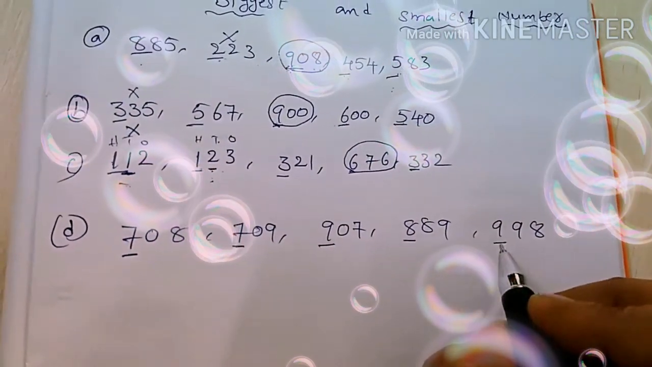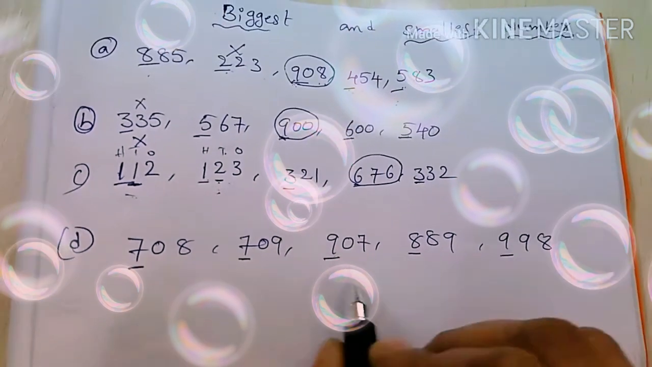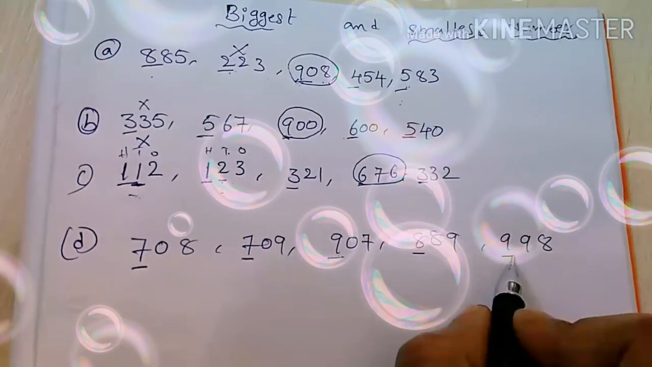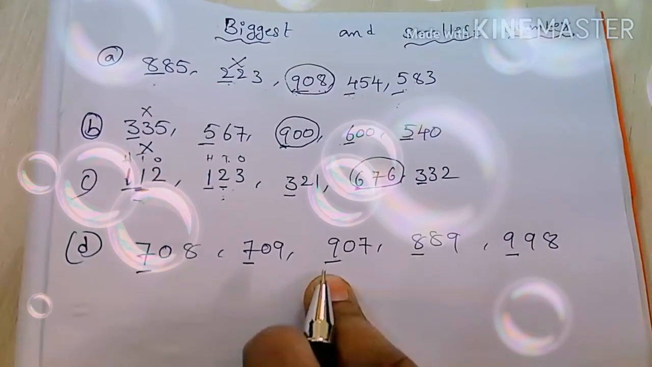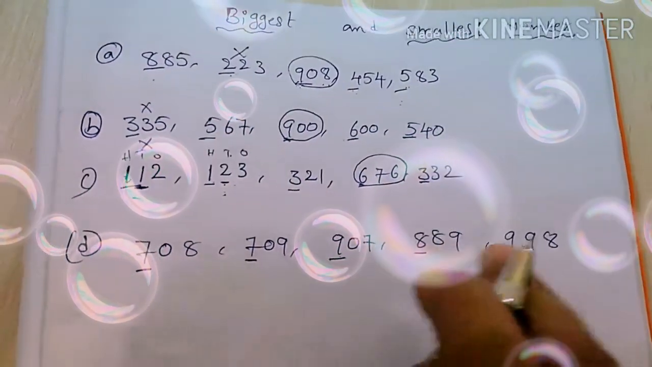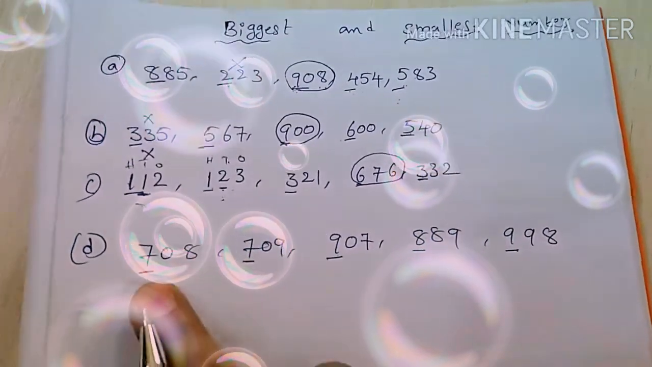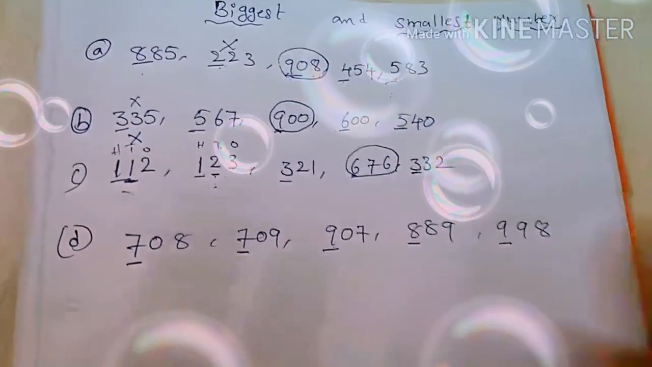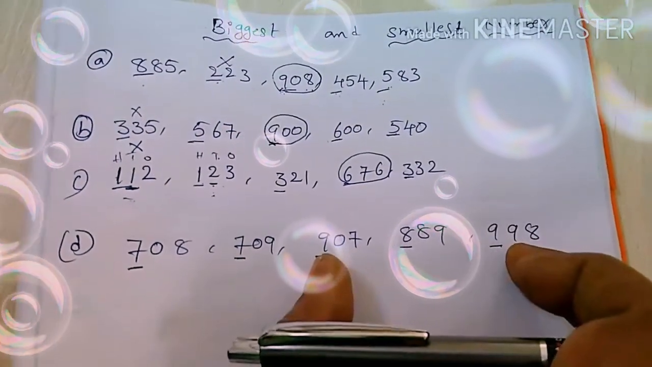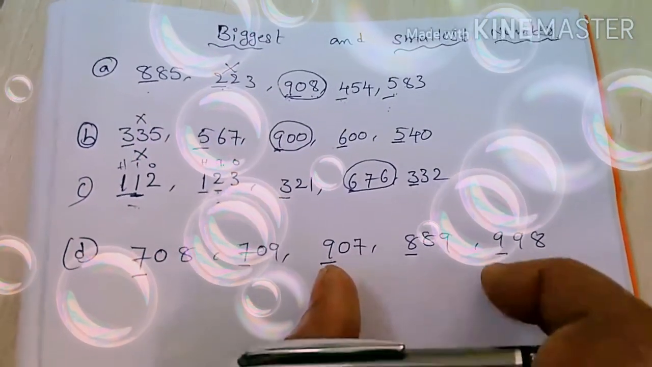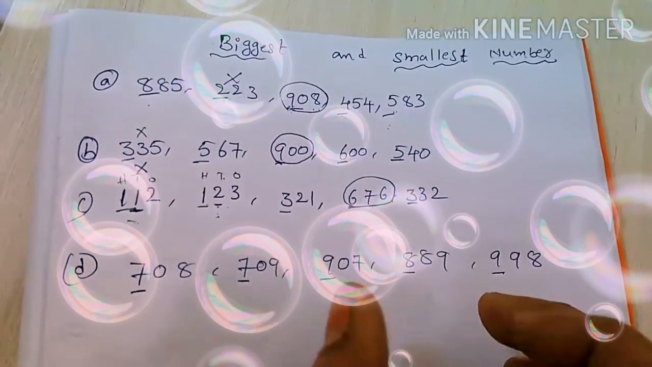Where is the highest place value? 9 is the highest place value. But here there are two 900s, so here also the place value is hundreds. 900s is the highest. Remaining are all 800, 700, 700, so those are smaller than 900. Now in these two 900s, both have the same place values, the same number. So then what to do?